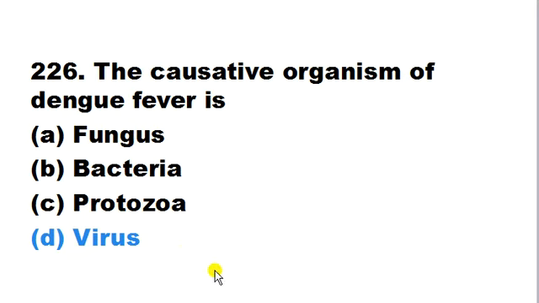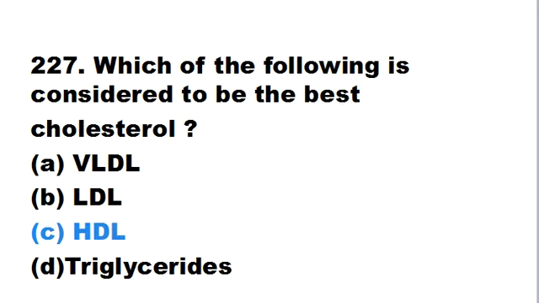Its correct answer is C. That means high density lipoprotein, or HDL, is considered to be the best cholesterol. And if we say worst cholesterol or bad cholesterol, it is LDL. LDL full form is low density lipoprotein. It's a bad cholesterol or worst cholesterol for the body, and HDL is considered as a good cholesterol or best cholesterol for the body. So HDL is a high density lipoprotein.